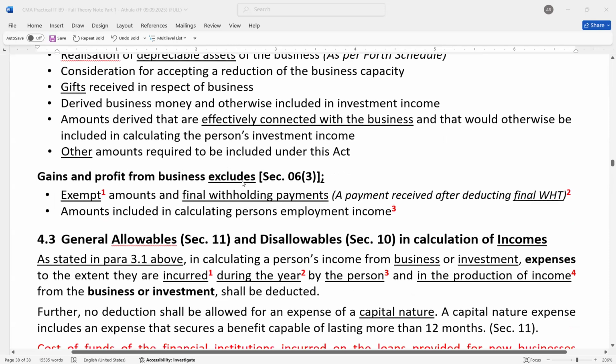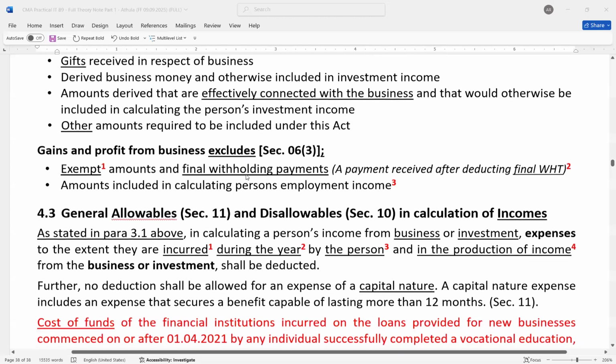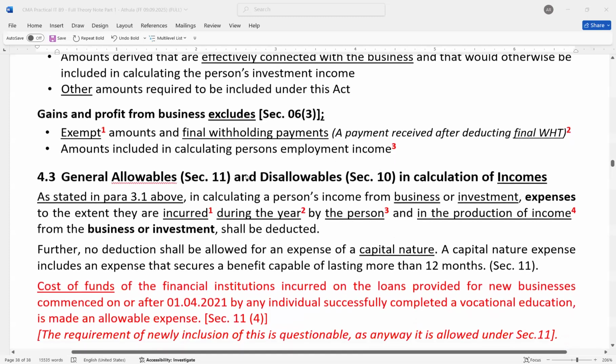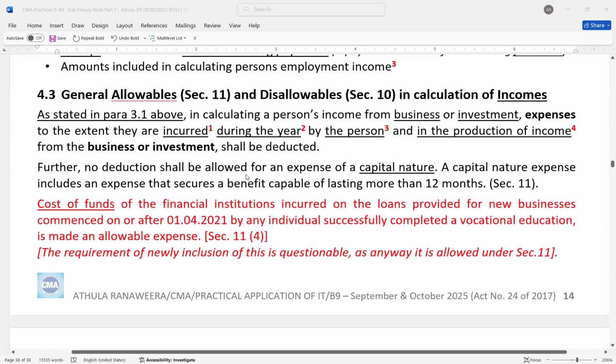Then it says excludes. Under exclusions, exempt and final withholding payment items are excluded. That is there in all income sources. Then the second one, amounts included in calculating a person's income, employment income. Then general allowables, we discussed.